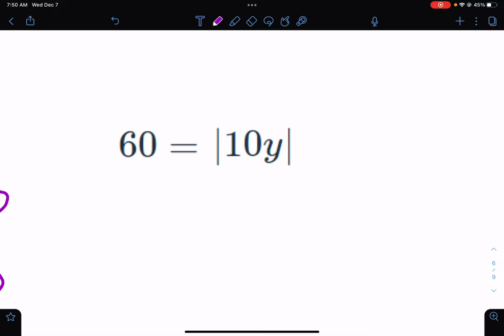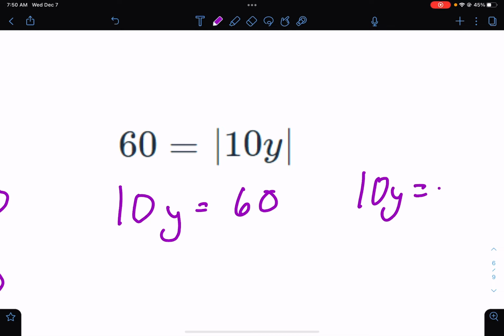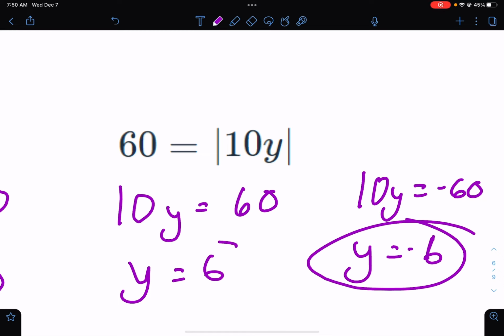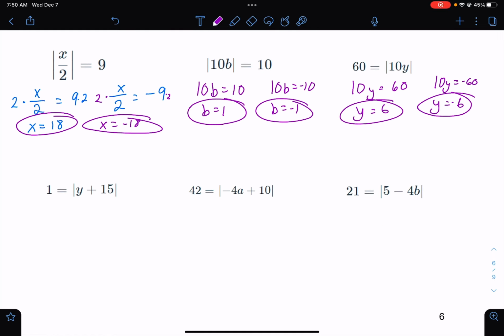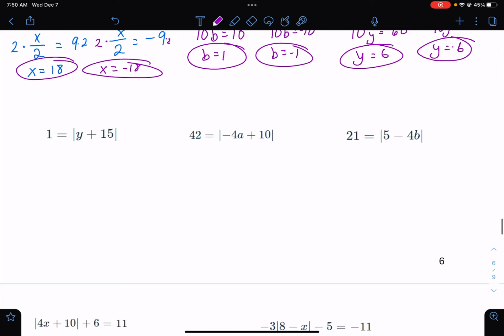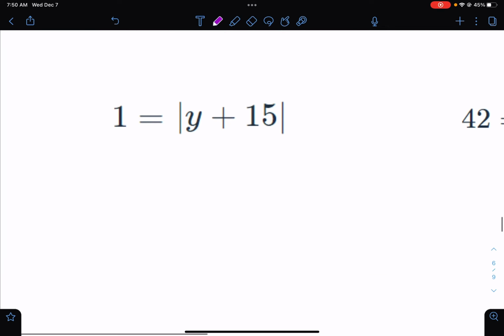Same deal here, okay? We're going to say 10y is equal to 60. 10y is equal to negative 60. So we get that y is 6 and y is negative 6. All right. Let's try this next one.